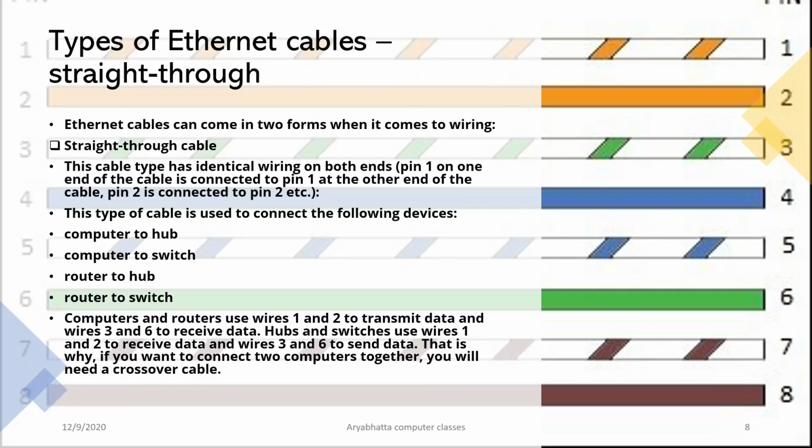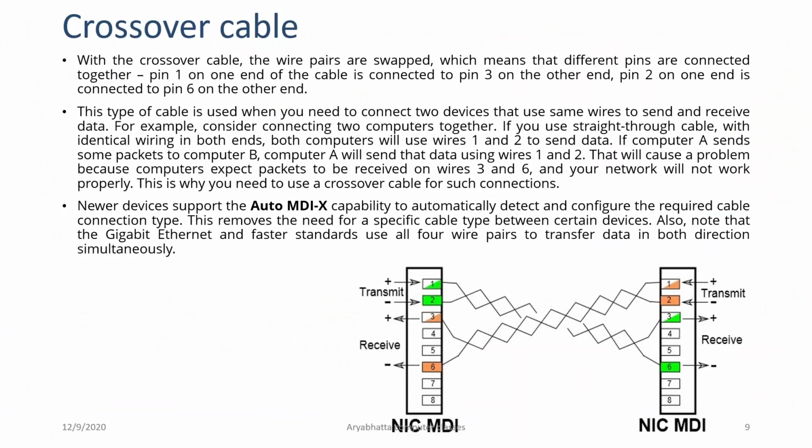That is why if you want to connect two computers, you will need a crossover cable. That means when we are going to connect the same types of devices, like switch to switch, computer to computer, server to server, then we need a crossover cable. So let's see the crossover. With the crossover cable, the wire pairs are swapped. That means if pin 1 is connected at the first end, the second end may be connected with pin number 3 and pin number 6. So that means different pins are connected together.